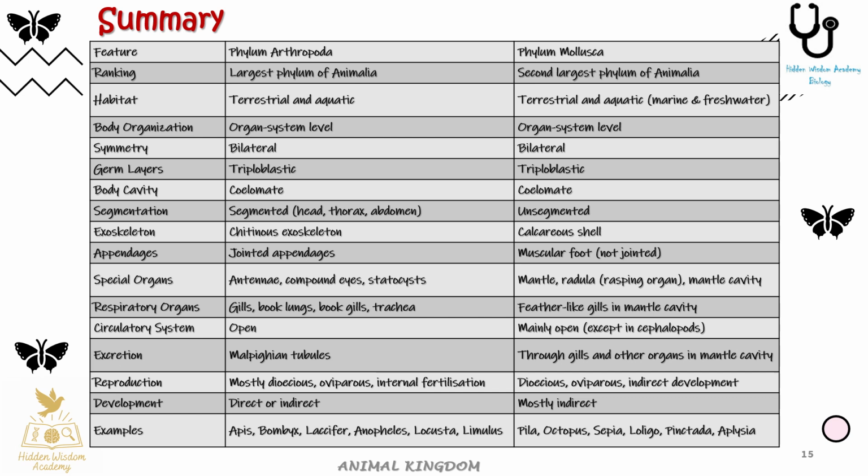Arthropods are mostly dioecious, oviparous, and show internal fertilization with direct or indirect development. Mollusks are dioecious, oviparous, and show mostly indirect development. Examples of arthropods include Apis, Bombyx, Laccifer, Anopheles, Locusta, and Limulus. Examples of mollusks include Pila, Octopus, Sepia, Loligo, Pinctada, and Aplysia.